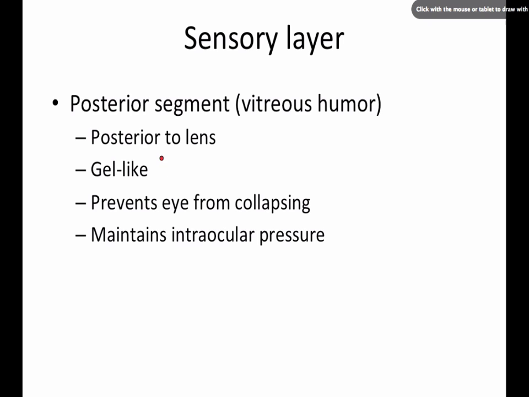The posterior segment, on the other hand, deals with the vitreous humor, and this is really gel-like. I mean, it really does almost feel like hair gel or something. Okay, this is posterior to the lens. This helps to prevent the eye from collapsing, and it also maintains intraocular pressure.